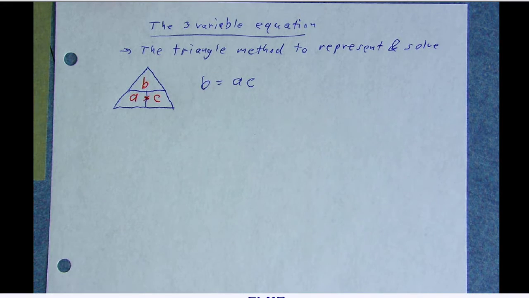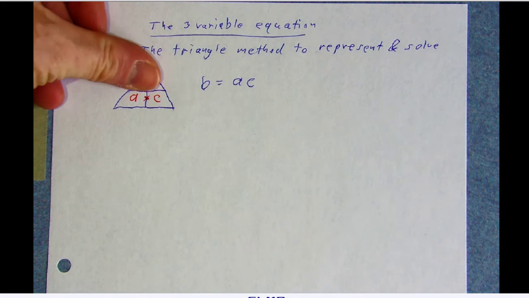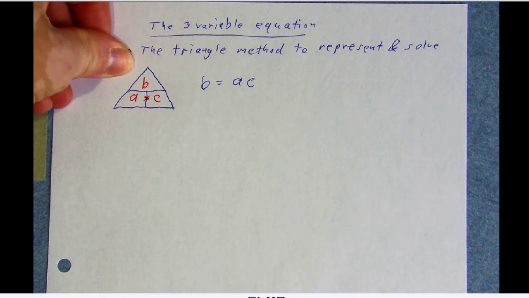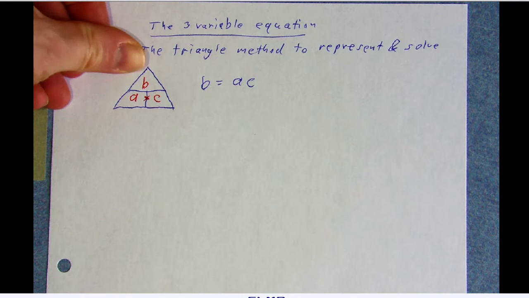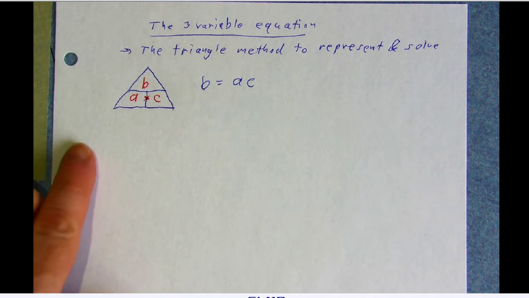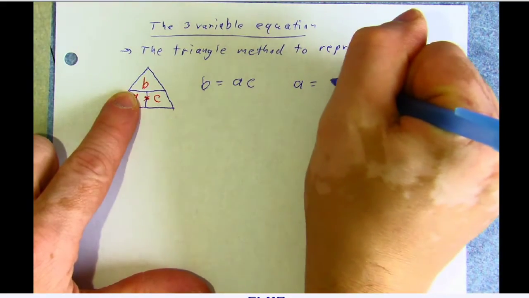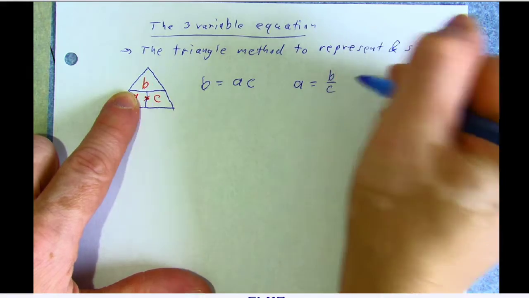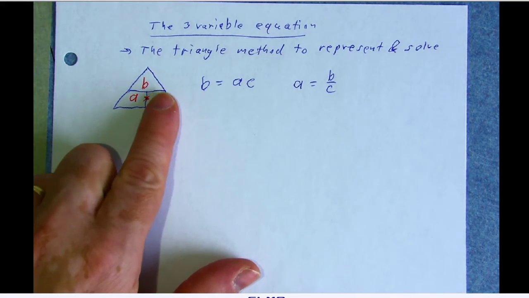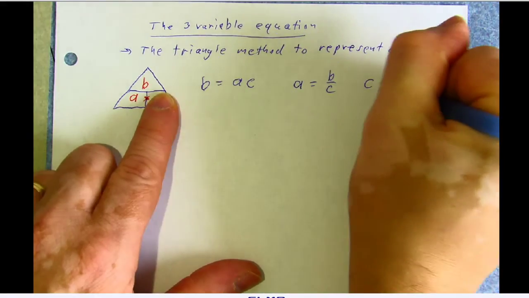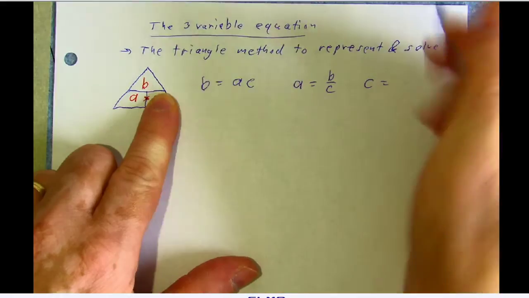And the visual part of the triangle method comes in when you cover one. So say you want B. You want to know what's B. B is A times C. Now I want to know what's A. Oh, look, A equals B over C. And now I want C, so I say C equals B over A.